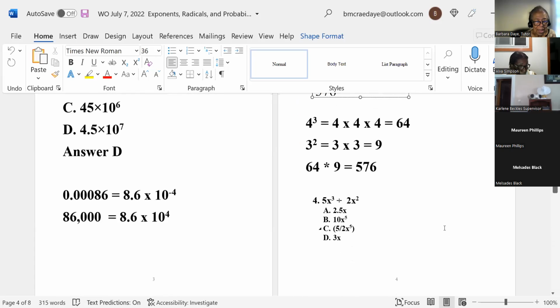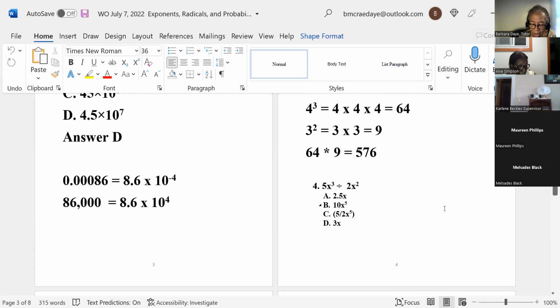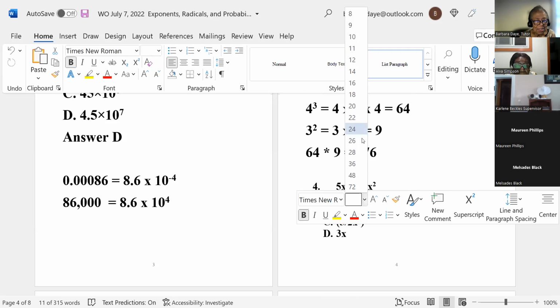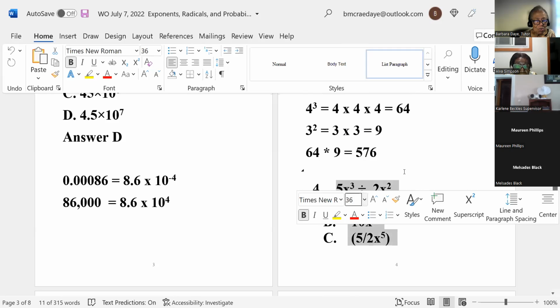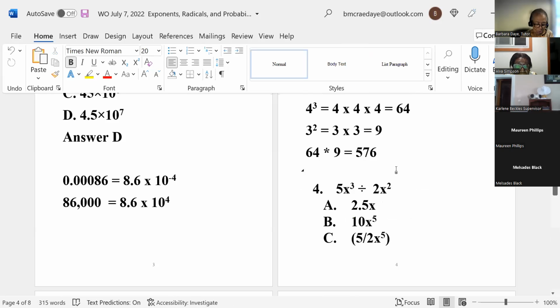Okay, now number 4. Maureen, Mercedes, what happened on number 4? You both had it incorrect. Now that's a division. Did you see that as a division? So you knew it was division, right? So what's the rule when you're dividing exponents?